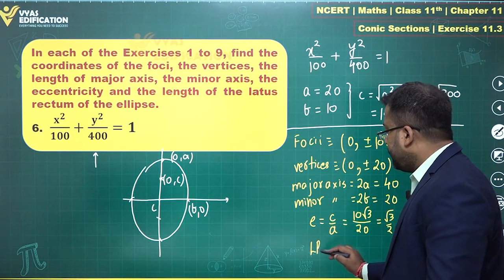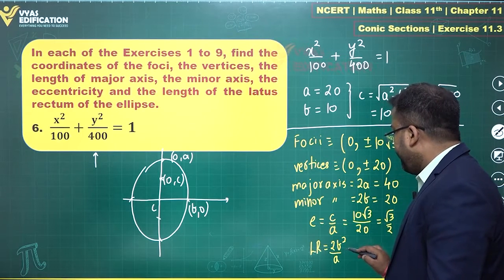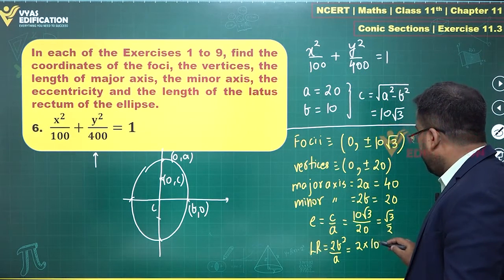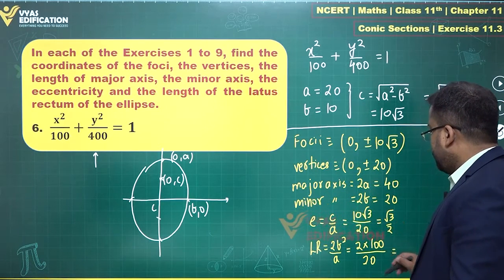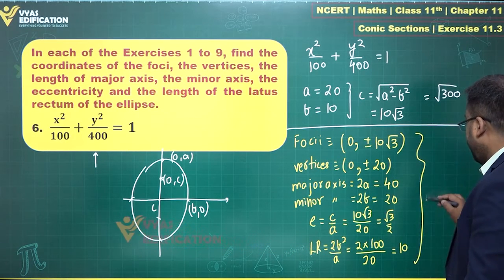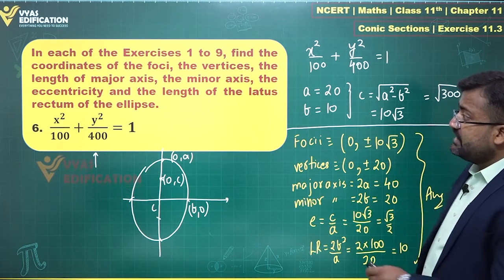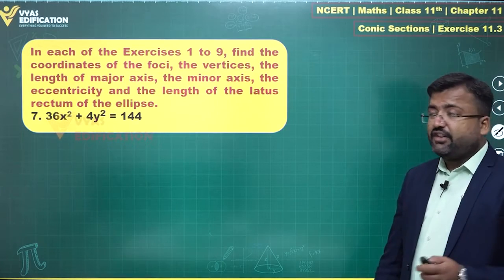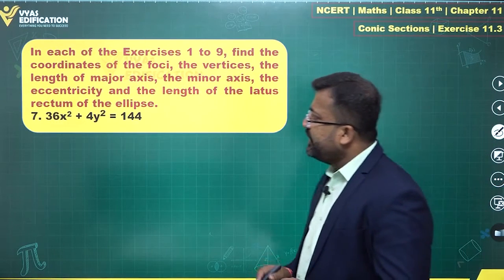What about latus rectum? Latus rectum is equal to 2b square upon a, which is 2 times b square, 100, upon a, which is 20. So you get 10. That's the length of latus rectum. And the answer for this question is all of this, right? That's the 6th question for us over here. The 7th question says we have to solve this one and find all the conditions for this particular ellipse.